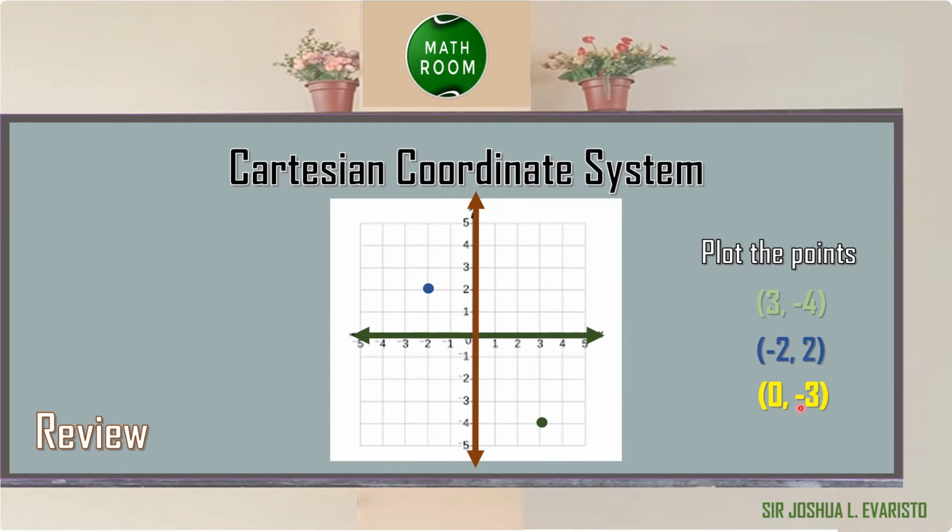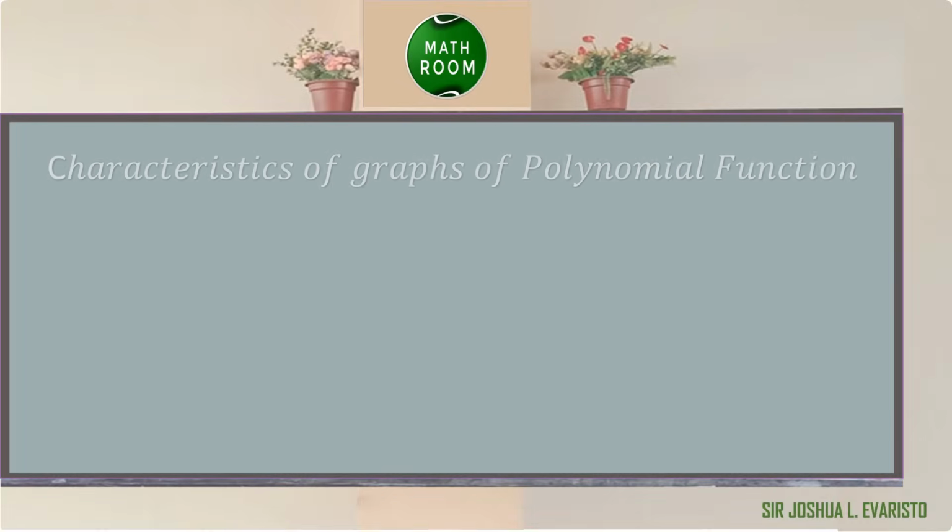Also, we have (0, -3). So 0 for x and -3 for y. So the point lies on the y-axis. Next is (4, 0). 4 for the value of x and 0 for the value of y. So the point lies on the x-axis. Let us now recognize the characteristics of graphs of a polynomial function.